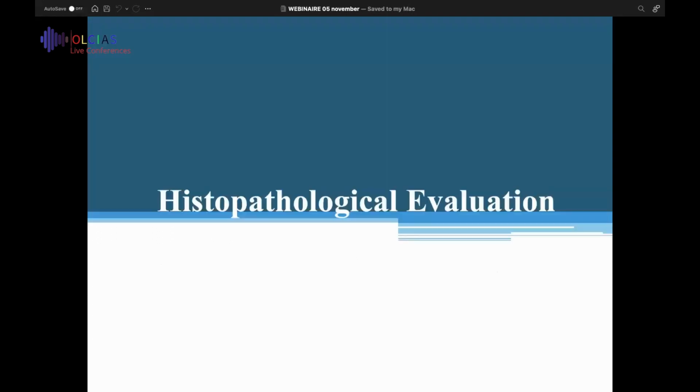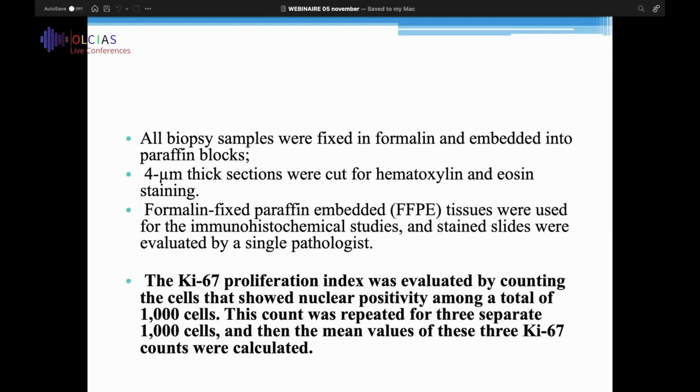Next slide. Next slide. For the histopathological evaluation, all the biopsy samples were fixed in formalin and embedded into paraffin blocks. 4 micrometer thick sections were cut for hematoxylin and eosin staining, and formalin-fixed paraffin-embedded tissue was used for the immunohistochemical study, and the stained slides were evaluated by a single pathologist.